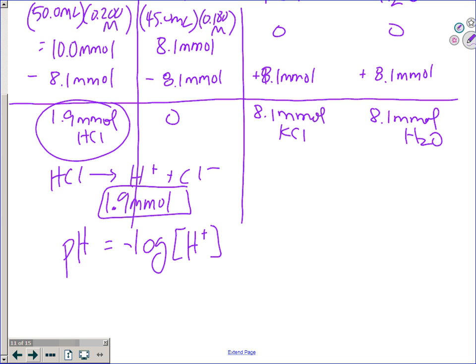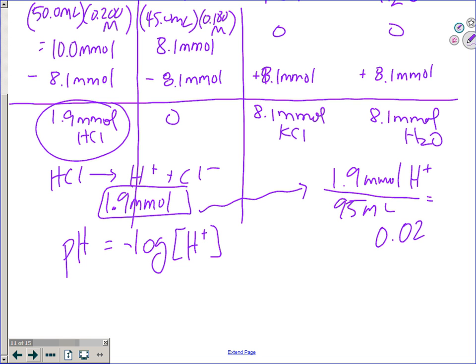What's our total volume? 95 mLs, right? So we're going to take our millimoles, divide it by our 95 milliliters total to get our new diluted concentration. Because it was super concentrated, it was 0.2 molar, but it's not that anymore because now it's blended with some more aqueous solution. So I'm just going to do this right here. 1.9 millimoles of H+ over 95 milliliters is what? 0.02? Is that what you said? I like to pretend I can hear you. 0.02, is there anything else? No? Okay.